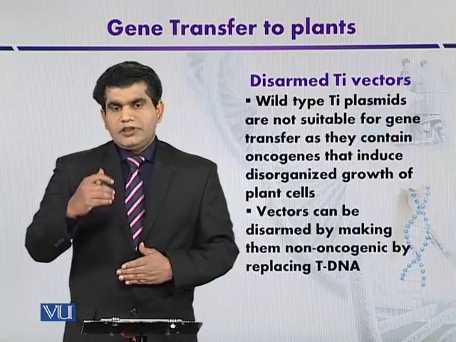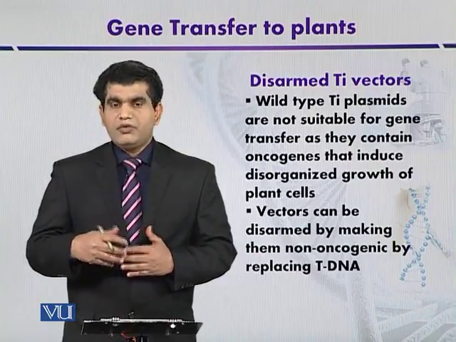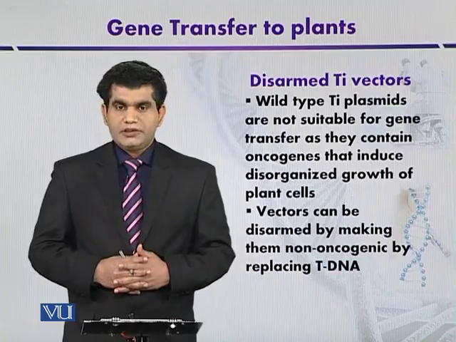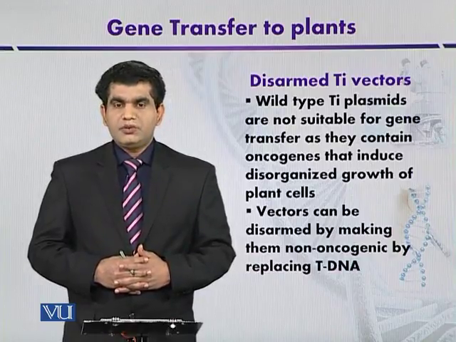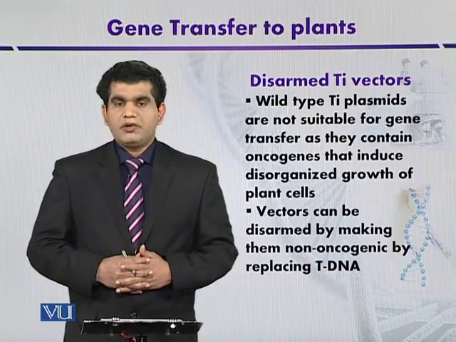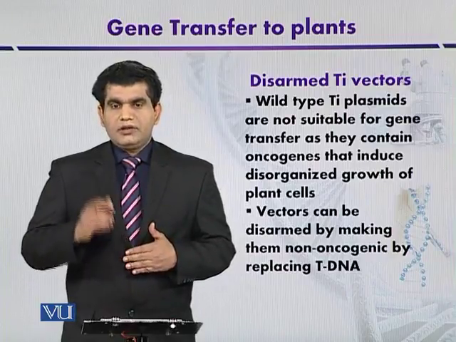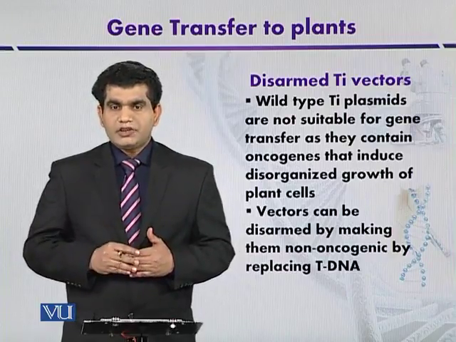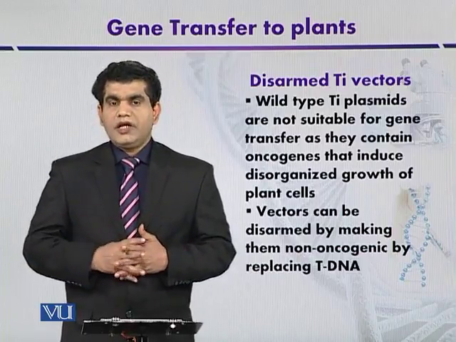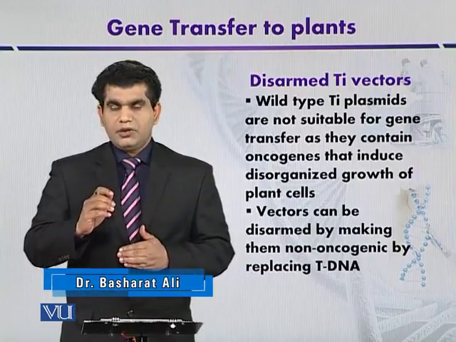Now, this TI plasmid, which is natural or wild type, plays a role in pathogenesis: it infects the plant and results in tumor formation. It is very easy to recognize that the natural TI plasmid, like other plasmids, cannot be used as a cloning vector to transfer a gene of interest to plants.